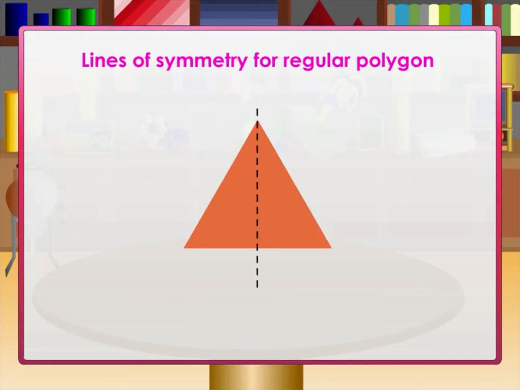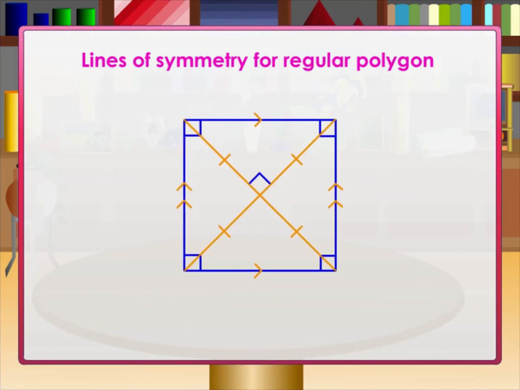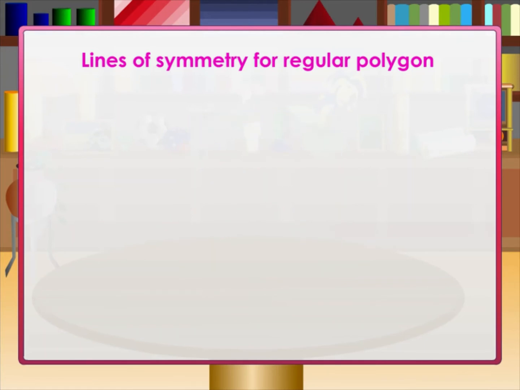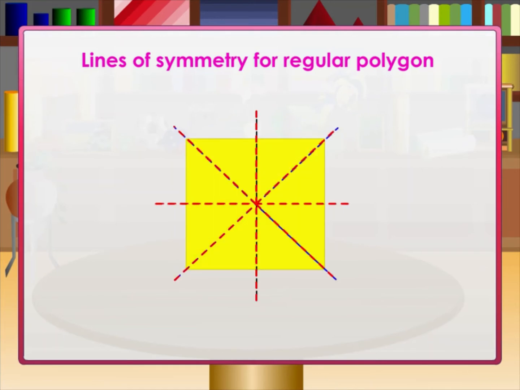Each regular polygon has as many lines of symmetry as its sides. An equilateral triangle has 3 lines of symmetry. A square is a regular polygon because all of its angles are equal, that is 90 degrees. All of its sides are of equal length. The diagonals bisect each other at 90 degrees. The diagonals are equal in length. A square has 4 lines of symmetry.